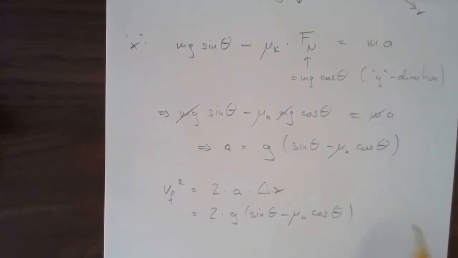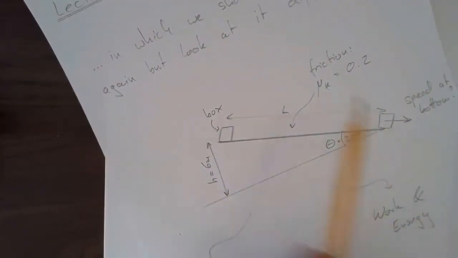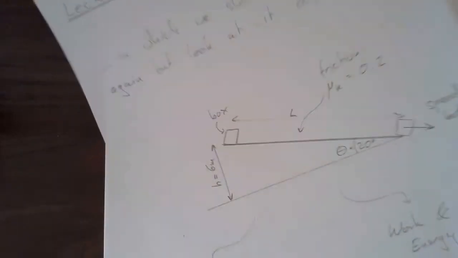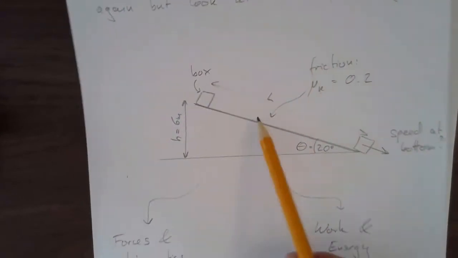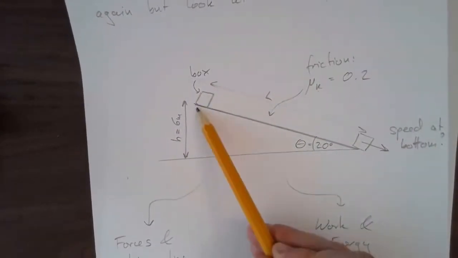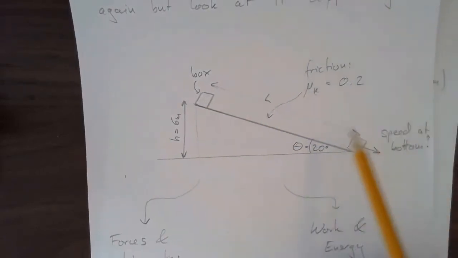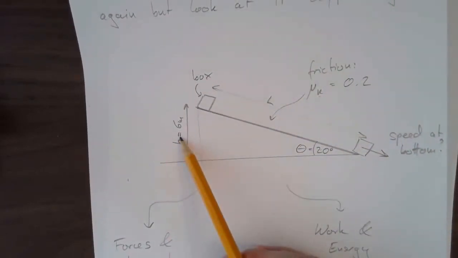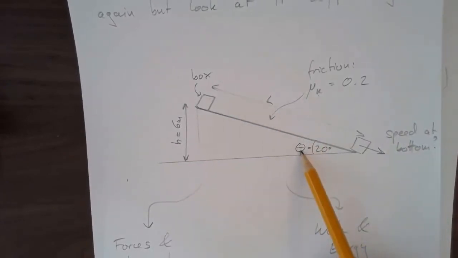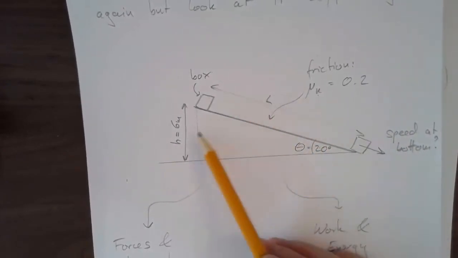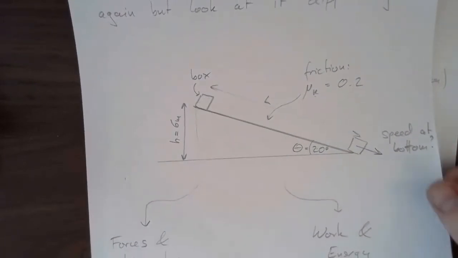Now, what is my delta x? Well, delta x is just L, the length of the ramp, right? It goes from here to here, and this is my x direction. But what is L? Well, I can look at this. I know the height is 6 meters, and so I can look at this triangle here, and it tells me that h would be L times sine theta, so L is h divided by sine theta.